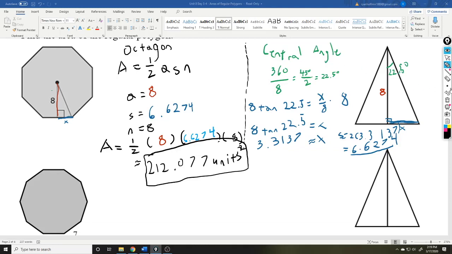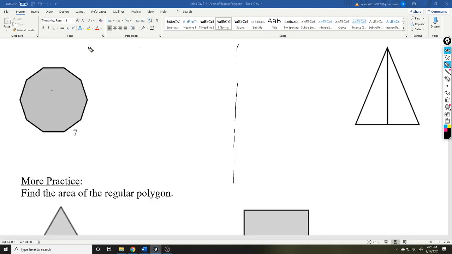Okay, let's do one more. Okay, next example. How many sides does it have? It's got 1, 2, 3, 4, 5, 6, 7, 8, 9, 10 sides. So that is going to be a decagon, since it's got 10 sides. Area of the decagon is going to be 1/2 the apothem times the side length times the number of sides. And so see if you can figure out which things we know.